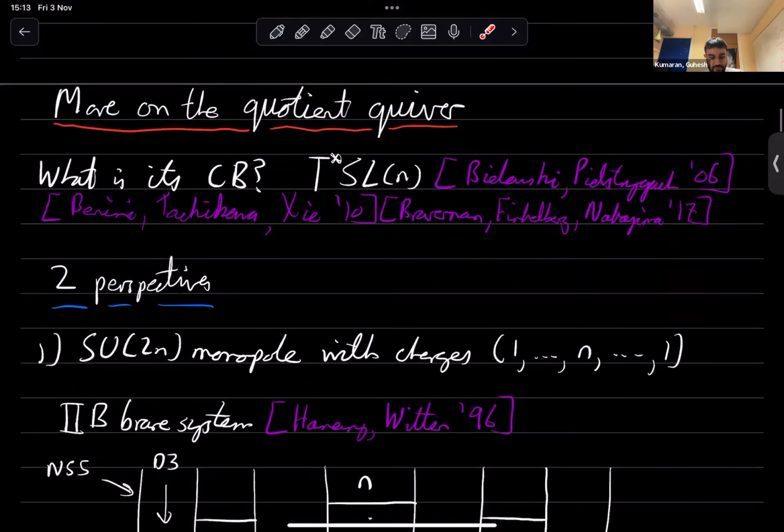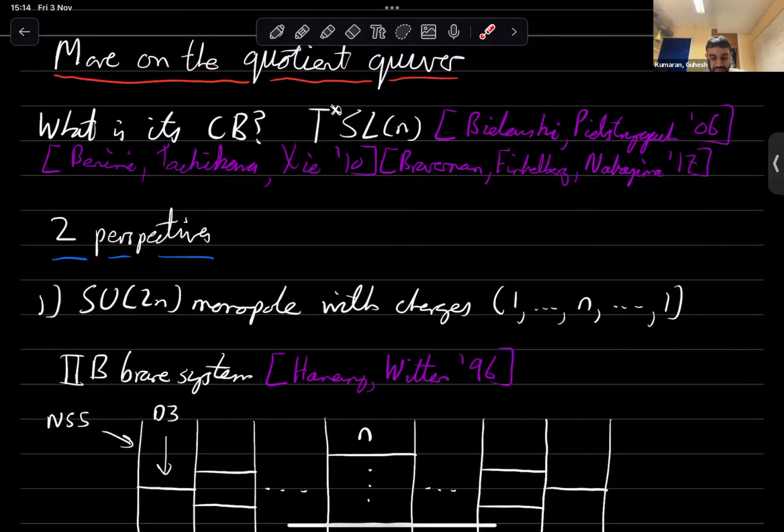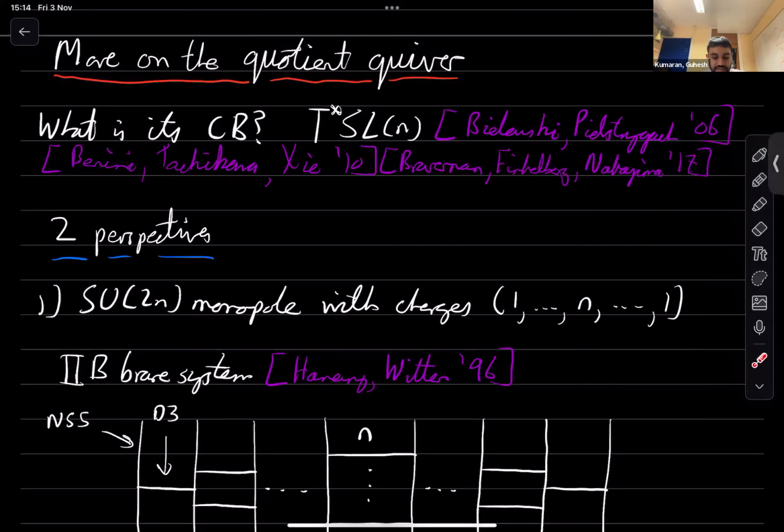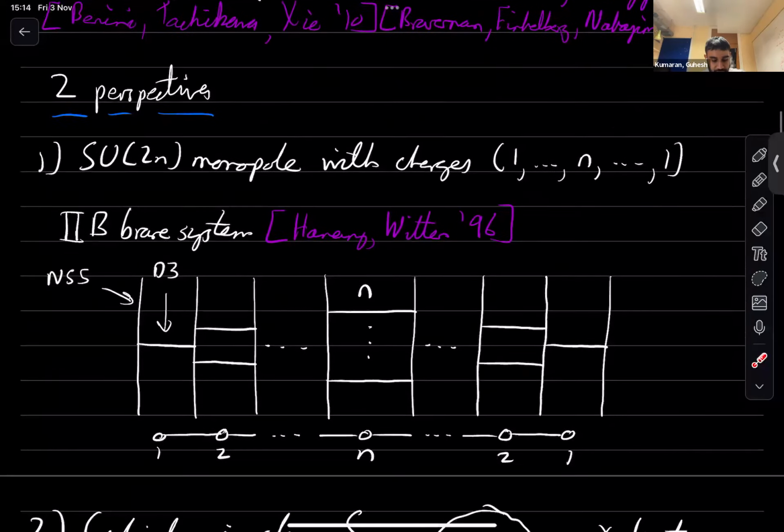Right. What is this Coulomb branch then? If it's a so-called bad theory, it turns out it's T star SLN, and some people in mathematics have found this before. It has also been shown in the physics literature. So I'd like to offer two physical perspectives on this quiver.